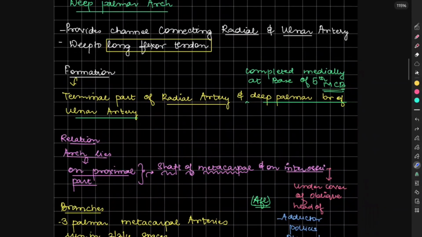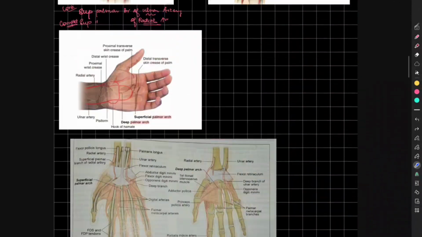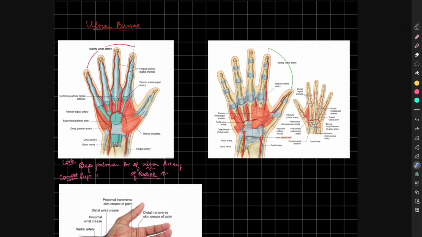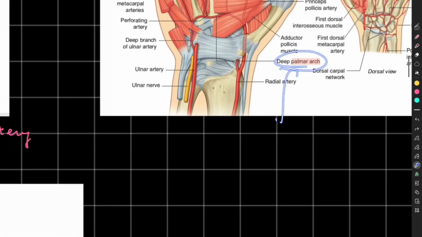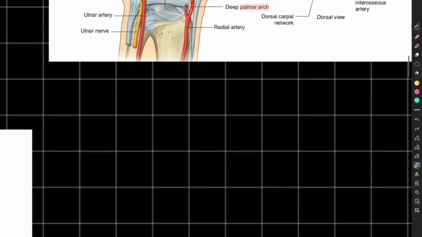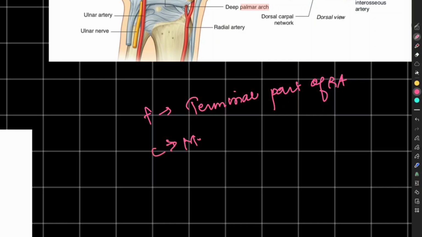Deep palmar arch. Now, talking about the deep palmar arch, you can see here, that is the formation. The deep palmar arch is formed mainly by the terminal part of the radial artery, and it is completed by the ulnar artery.